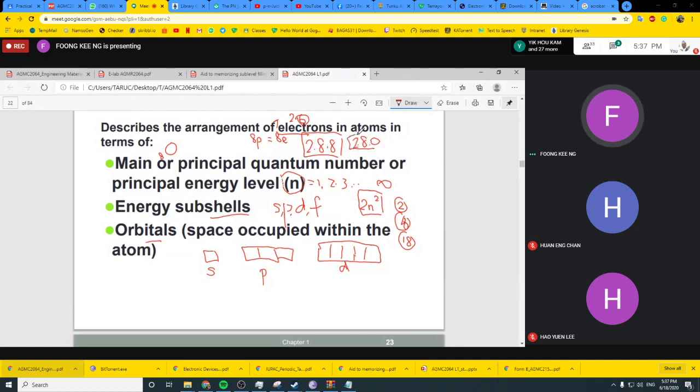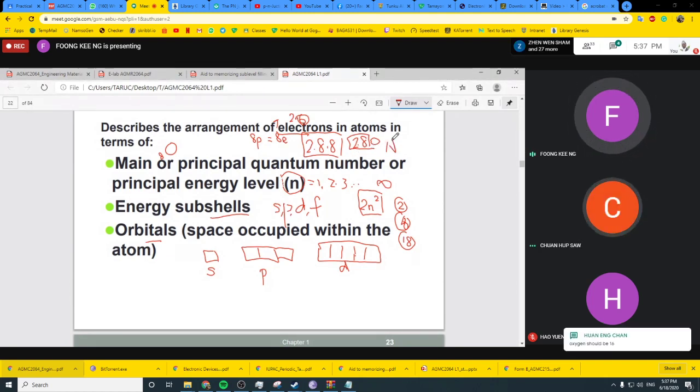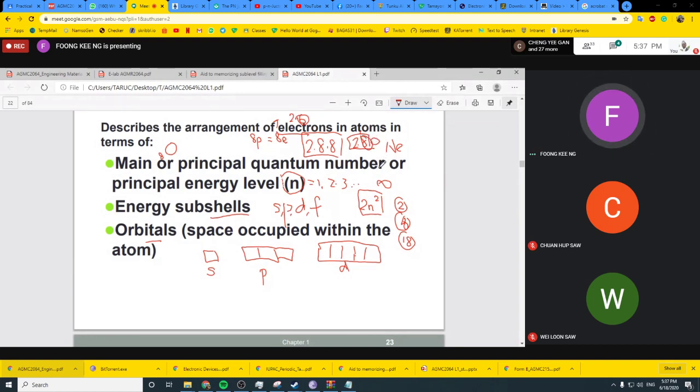What element is this, everyone? If I have the configuration of 2.8 here in your Form 5, this is what? Neon. Neon is which group? Inert gas. Inert gas means what? Yes, group 8. Inert gas means the outermost valence electrons must be 8. So this is how you can refer to your periodic table and say, oh yeah, it's correct, it's true.